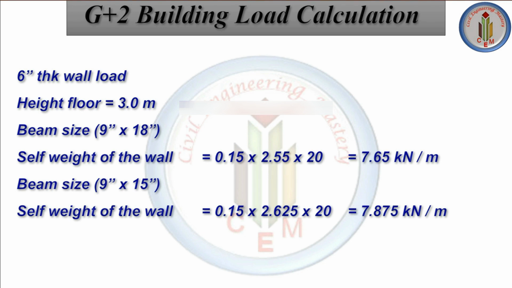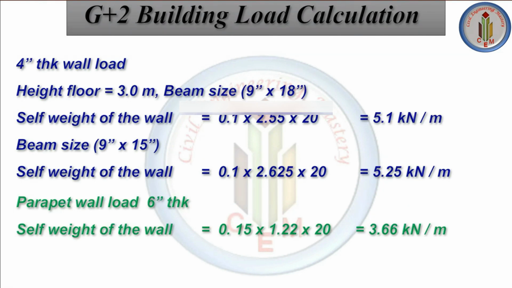So before applying the loads, let's look into the load calculation. So we have wall load, 6-inch wall load, and then 4-inch wall load we have, and two different sizes of beams we have. So for that we need to apply two different types of loads. So wherever the beam size 9-inch by 18-inch is coming, in that place we need to apply this load as a UDL, and wherever the beam size is 9-inch by 15-inch, in that place we need to apply this one as a UDL. Next, 4-inch thick wall load. 4-inch thick wall load is also similar to 6-inch thick wall. So according to the beam size, it will vary.